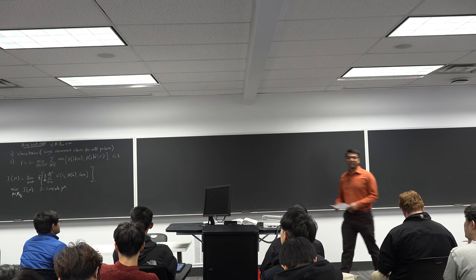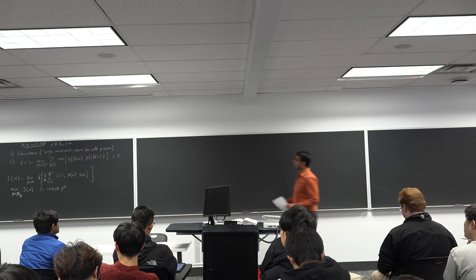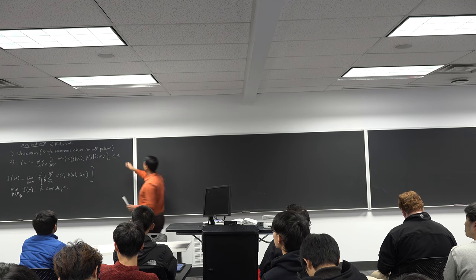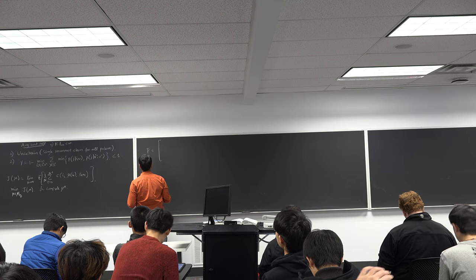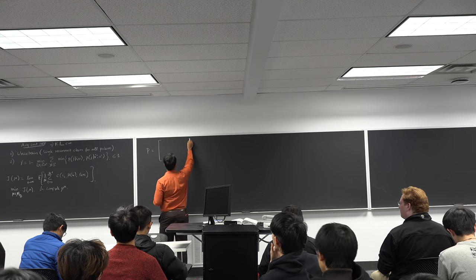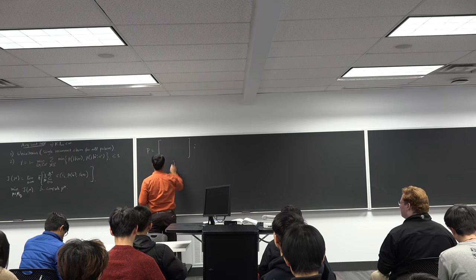Okay, so let me start with some examples. What kind of Markov chains would be unichain? Let's consider P to be a transition matrix, where this is i and this is j.